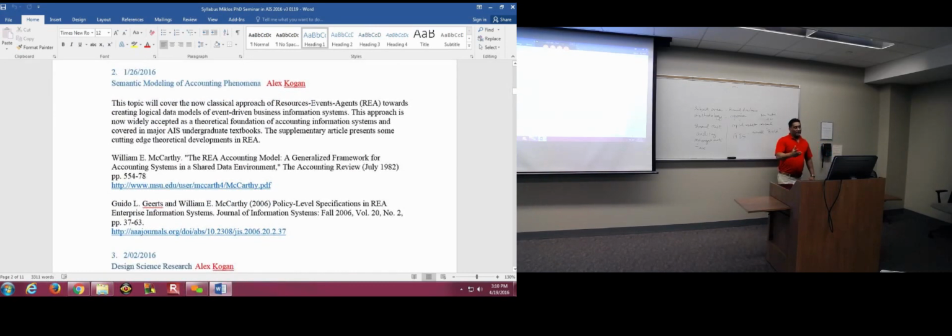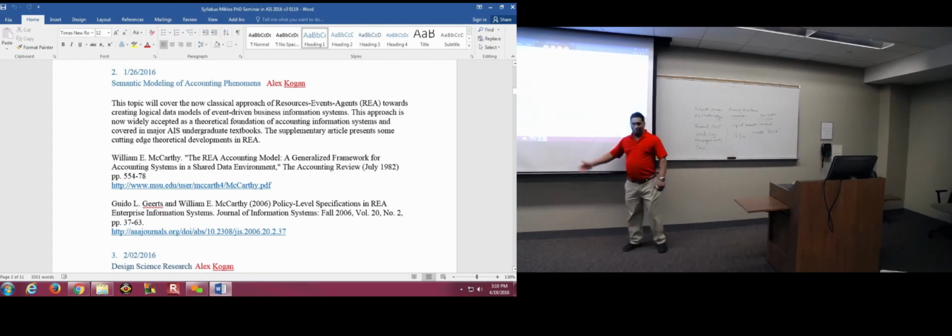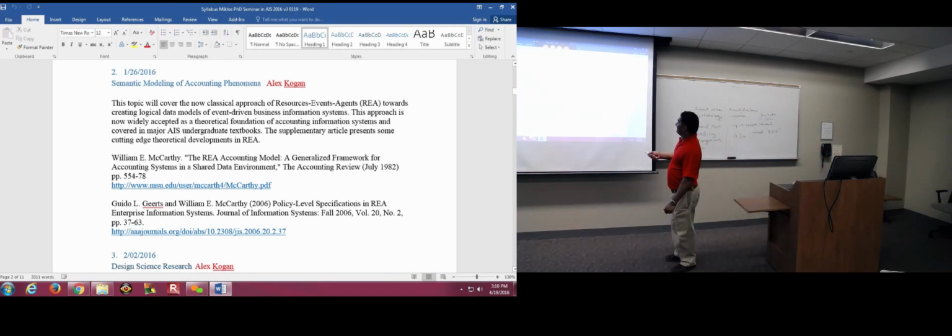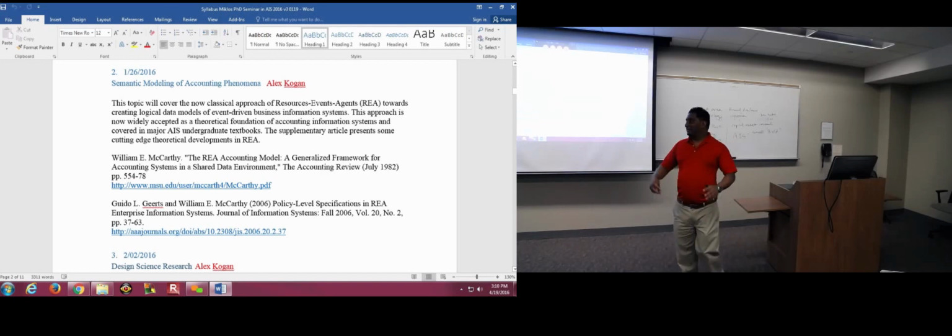Now Alex discusses this REA model. This is a very complicated model. To be honest, I have never understood the REA model. A couple of weeks ago, some chap came and talked about the REA model. Frankly, there's nothing much I can say about it because I don't really understand what is behind it, but it is an extension of database theory according to Alex.